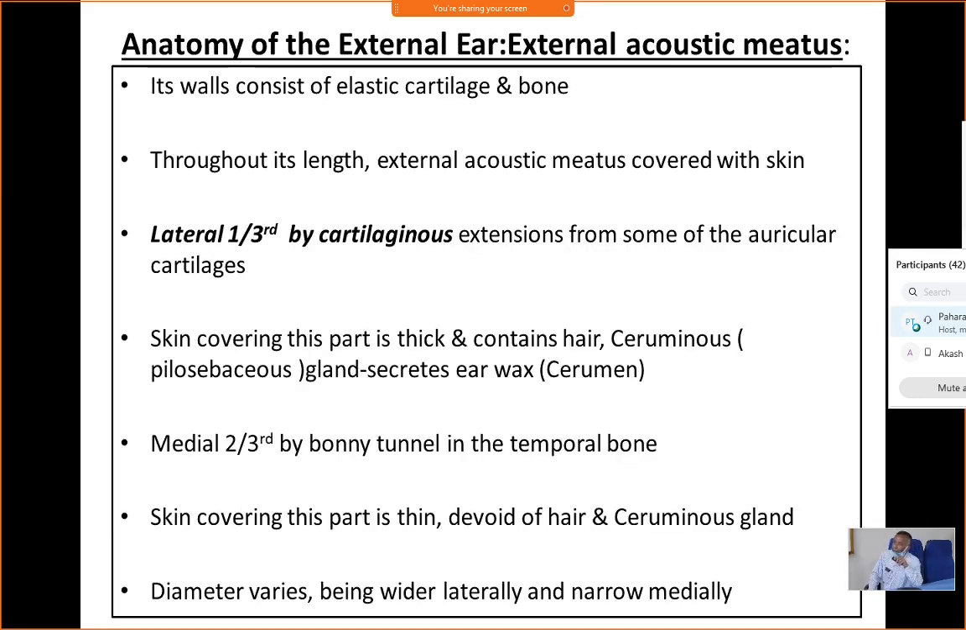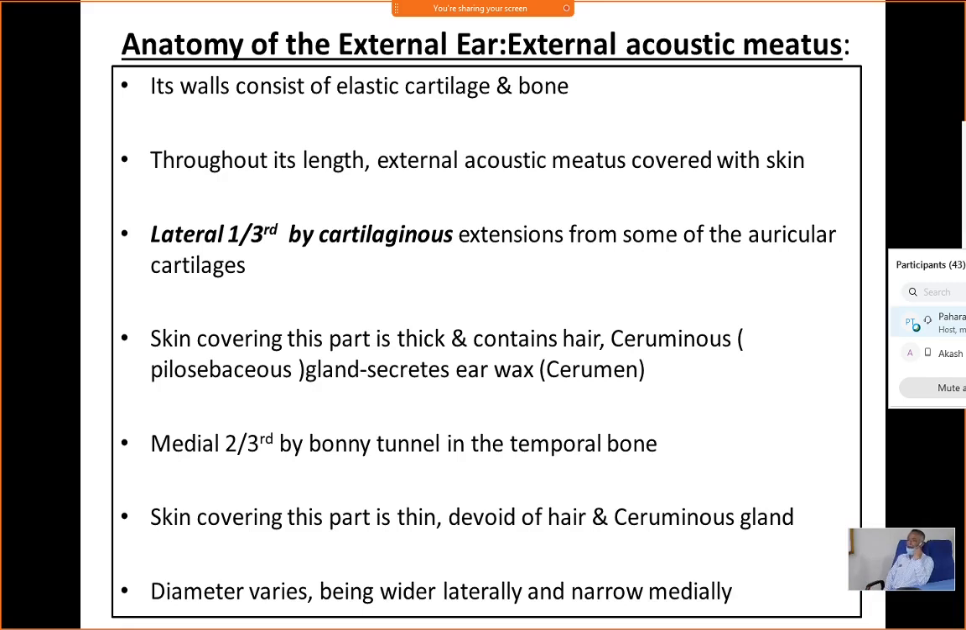So each wall of your external acoustic meatus consists of elastic cartilage as well as bone, because our pinna is a cartilaginous structure. The lateral part of the external acoustic meatus is mainly cartilaginous, while the medial part is bony, because it is in the temporal bone. Throughout its length, the external acoustic meatus is covered with skin. The lateral 1/3 is made up of cartilage, an extension of the auricular cartilage, that is, of the cartilage of our pinna or auricle.